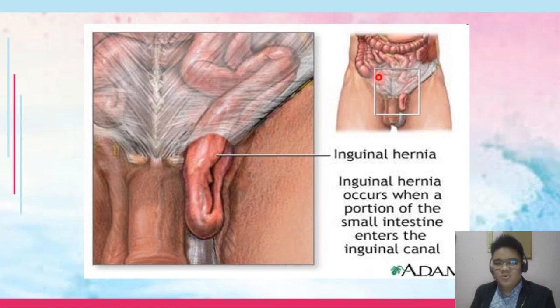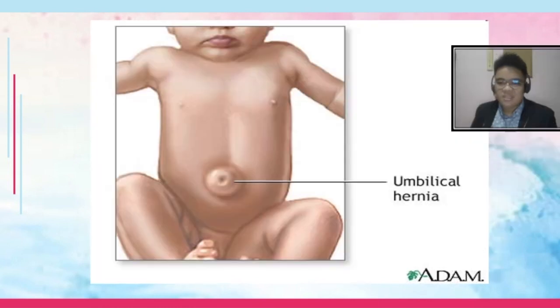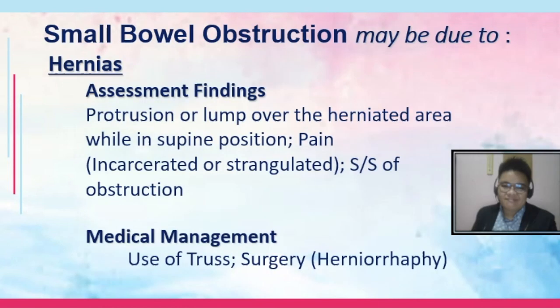So this one shows an example of your inguinal hernia. As you can see, it passed through the weakness of your abdominal muscles. It occurs when the portion of the small intestine enters the inguinal canal. Then this one is a femoral hernia. As you may have noticed, the intestine has herniated, causing a visible bulge here. Then this one is an umbilical hernia. It has herniated through the umbilicus.